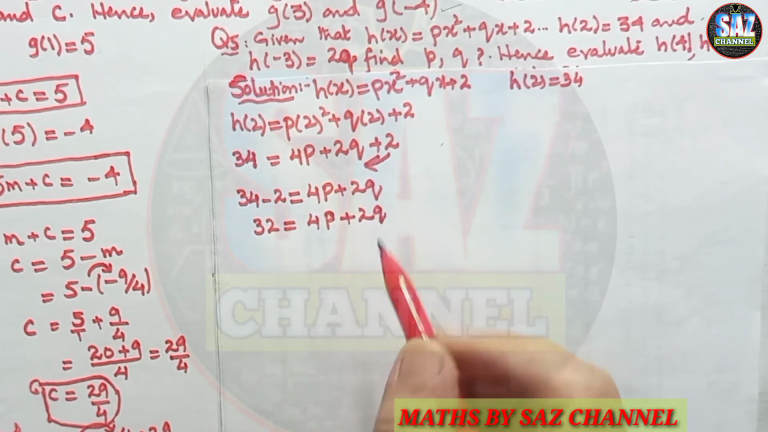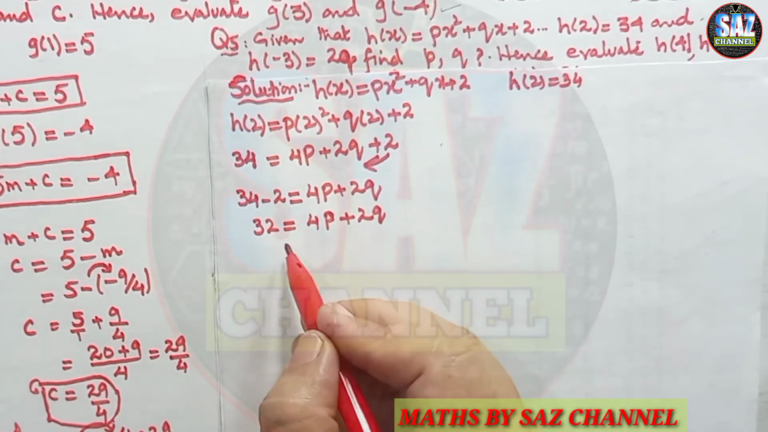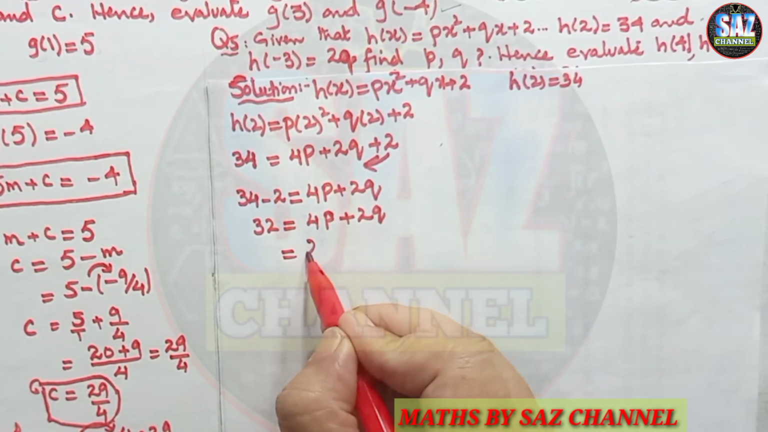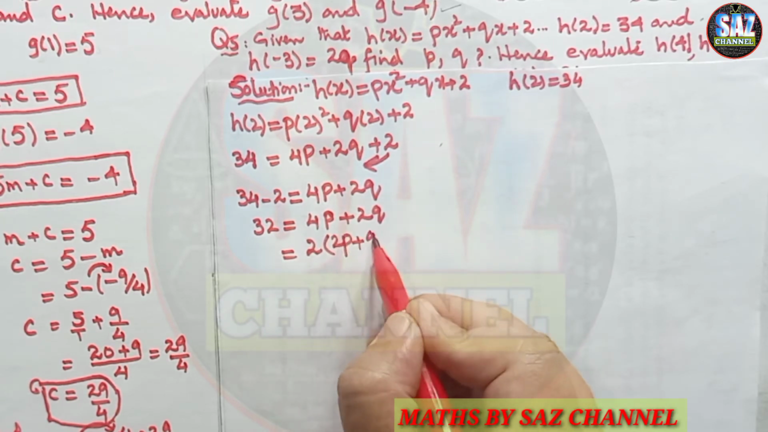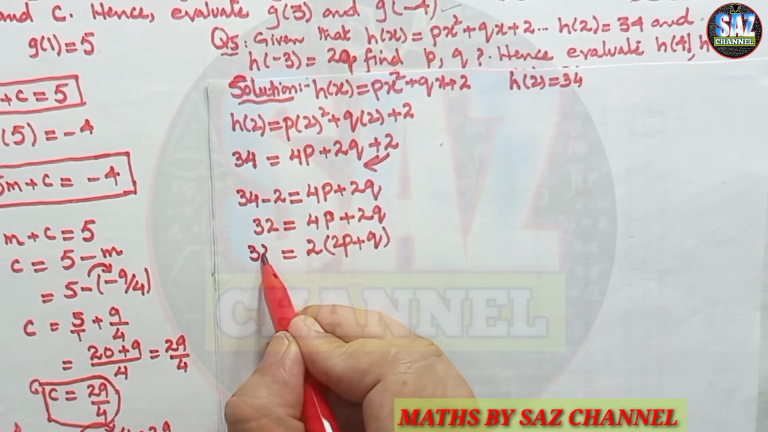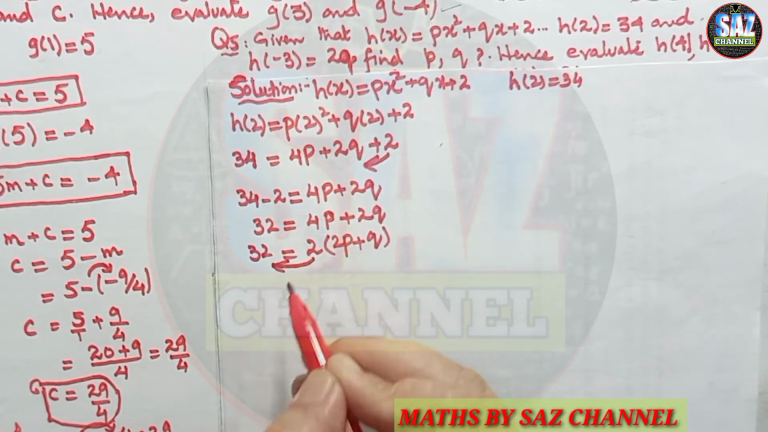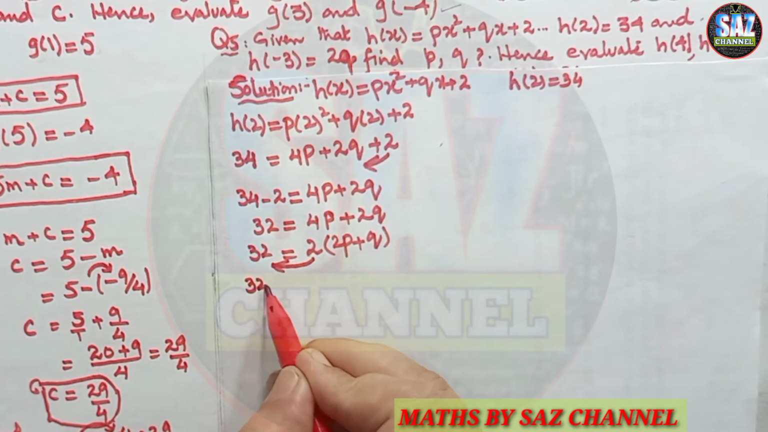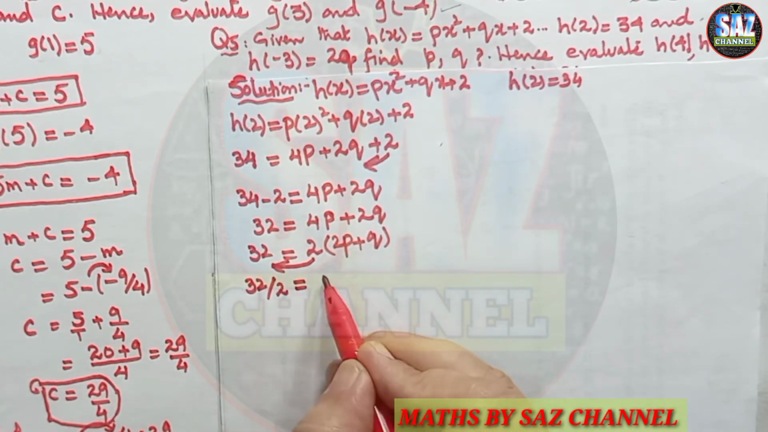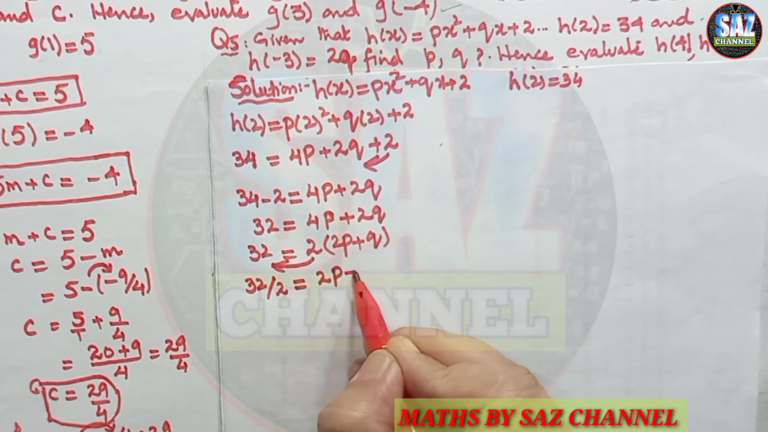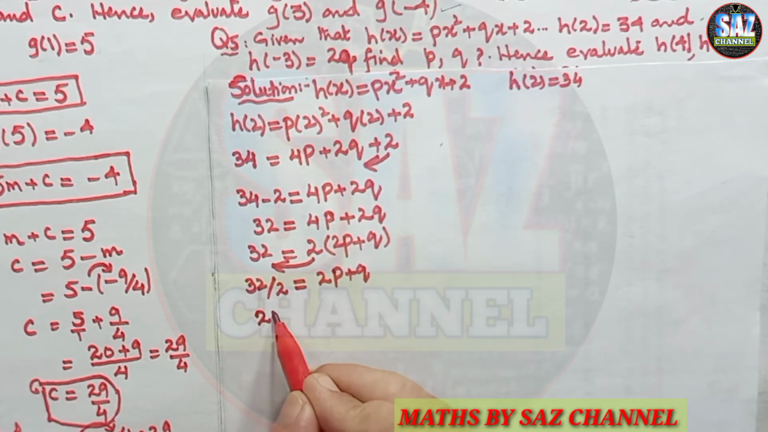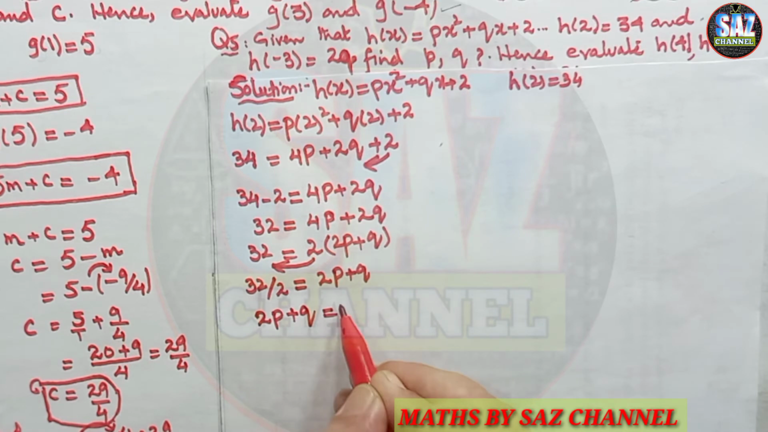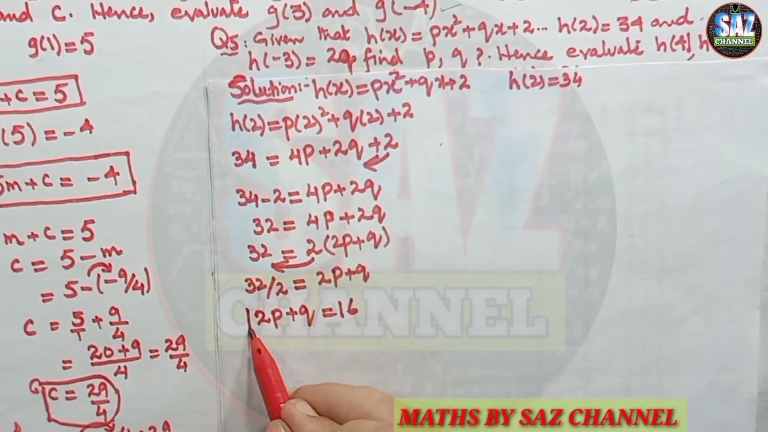Now if we look at the right hand side, we can see that 2 is the common factor. We can extract it out, pull it out. So it will take the form 2 into 2p plus q equals 32. Shift 2 to the other side. Divide 32 by 2. 32 divided by 2 equals 2p plus q. 32 divided by 2 is 16. So the equation will take the form 2p plus q equals 16. This is my first equation.